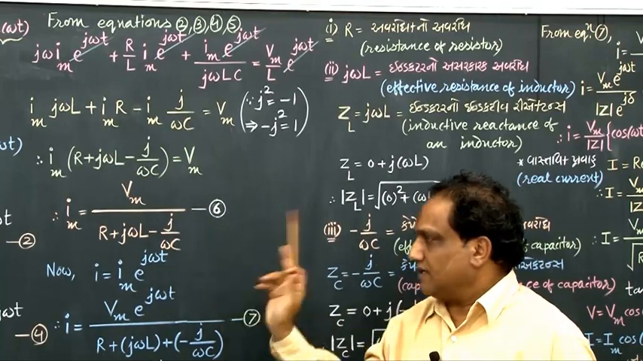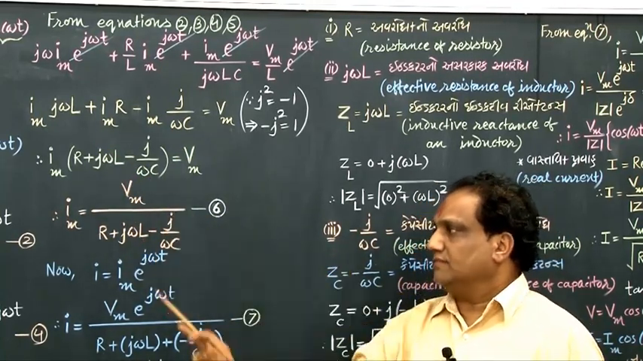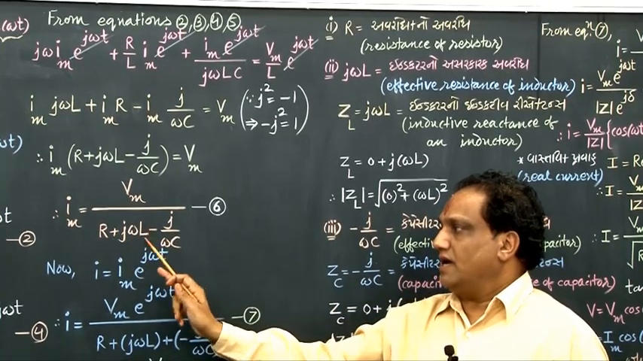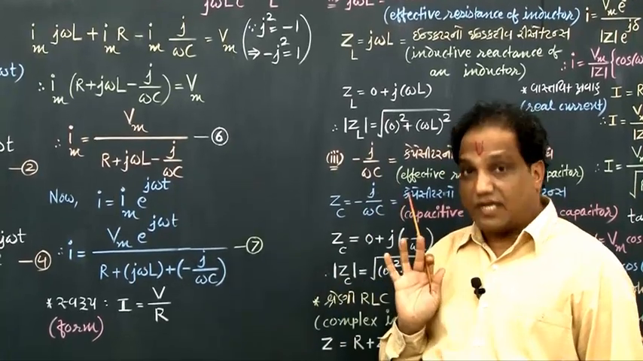Vm upon this whole bracket I have written in the denominator: R plus j omega L minus j upon omega C. Give it equation number 6.